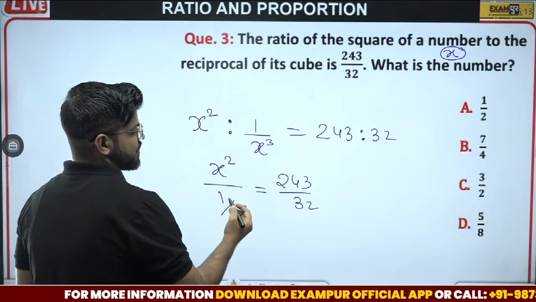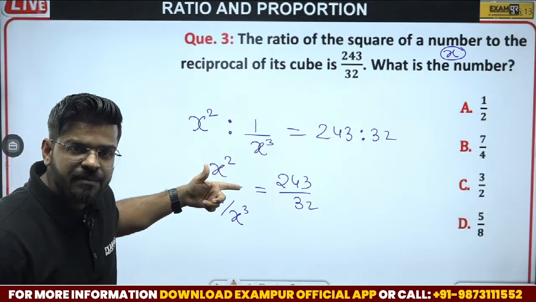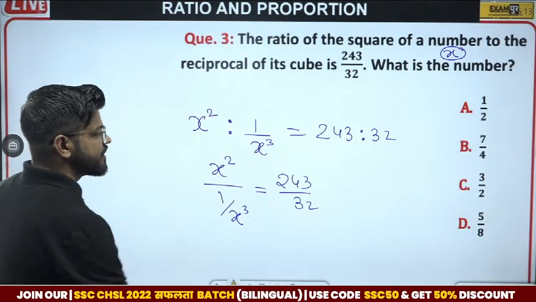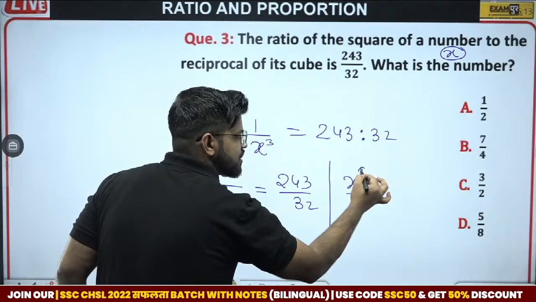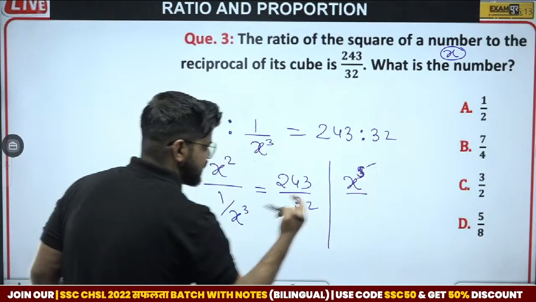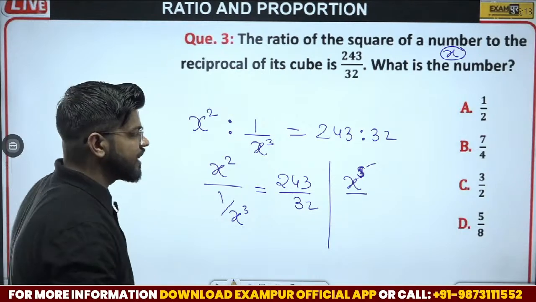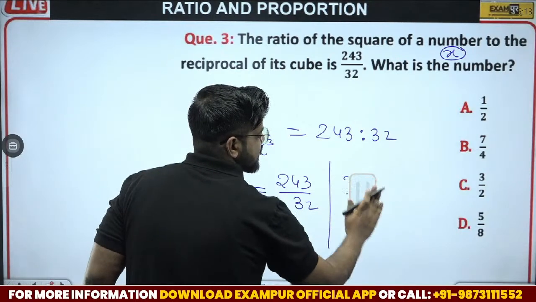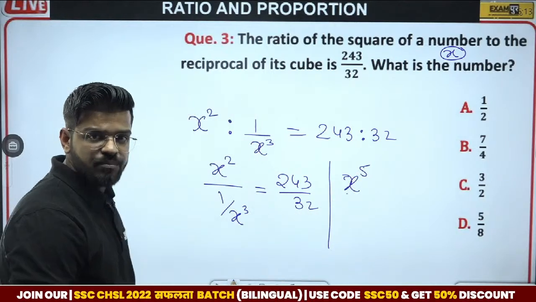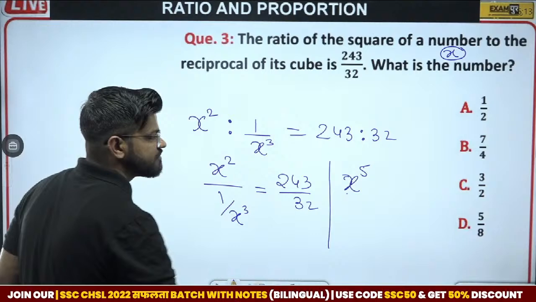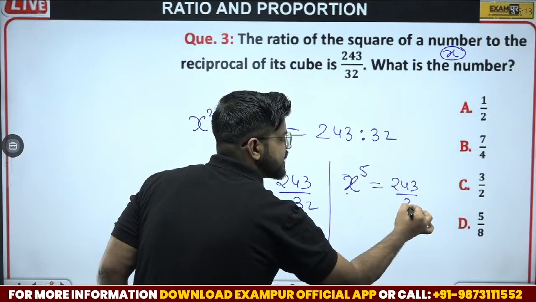Okay. So now this upon value will multiply to the numerator. Very good. So now we have x to the power 5 by 1, right? Because x cube and x square, by multiplying both, we get x to the power 5. And here we have 243 by 32.